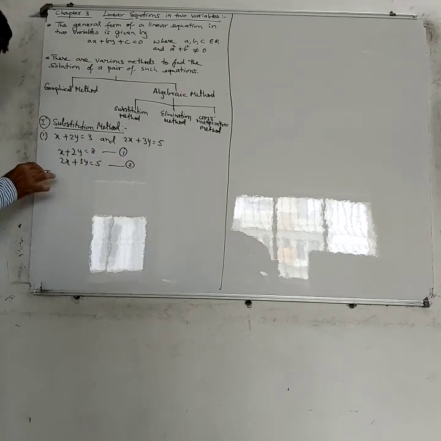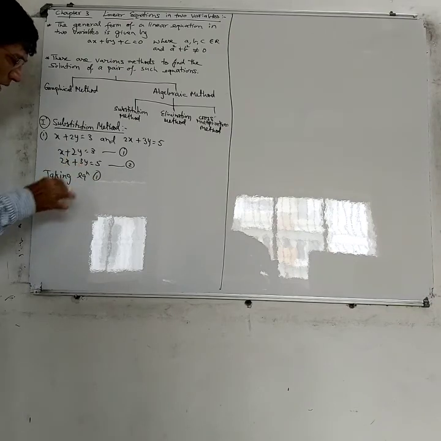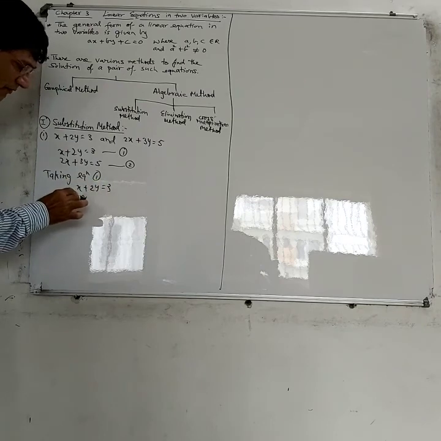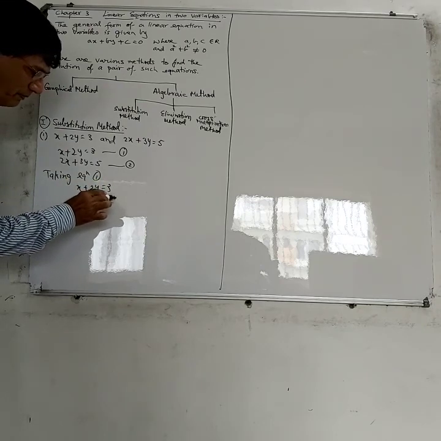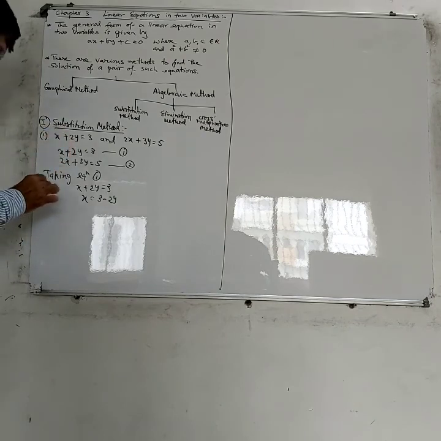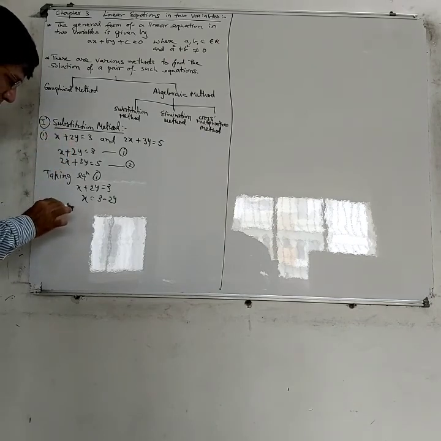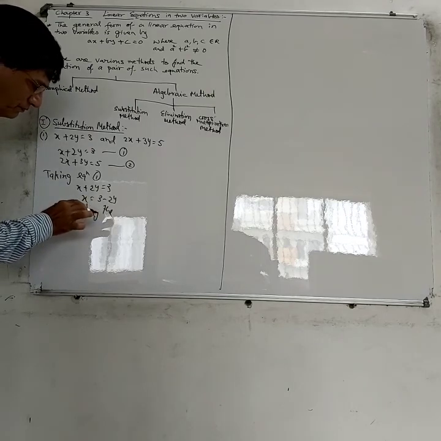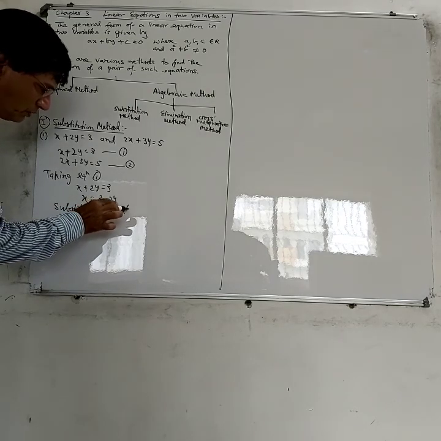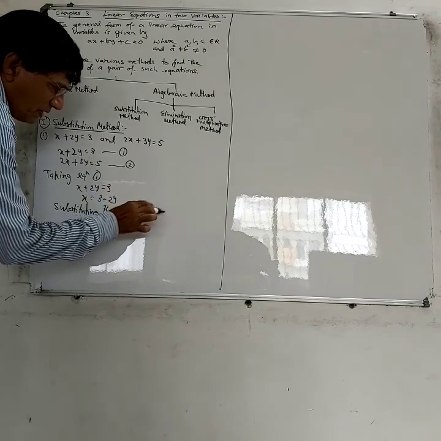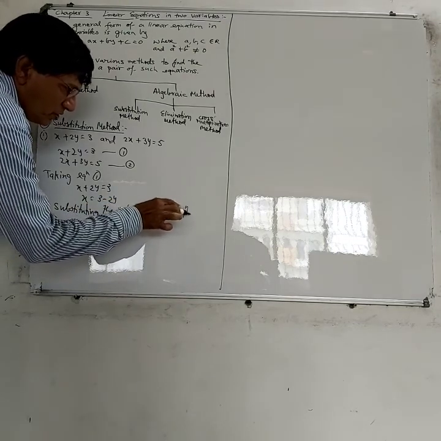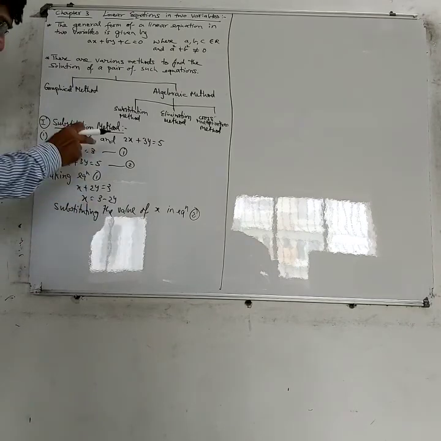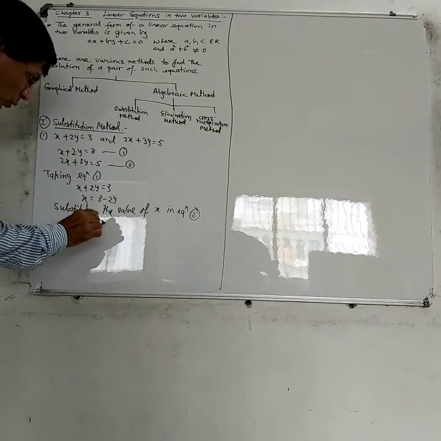Now, taking equation 1, x + 2y = 3. Therefore, x = 3 - 2y. Now, substituting the value of x in equation 2. So, substitute not in equation 1, but in equation 2.